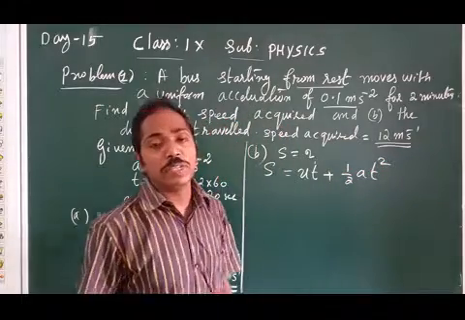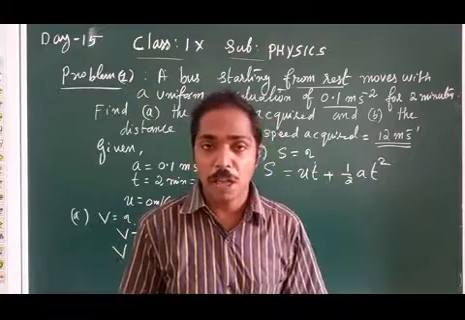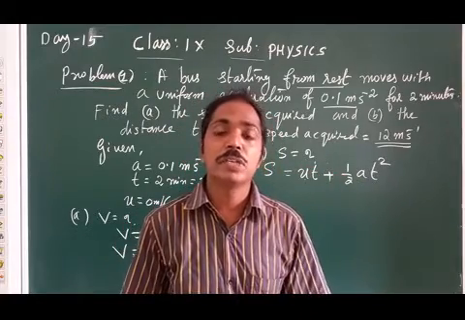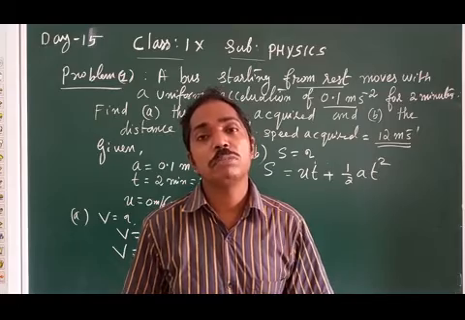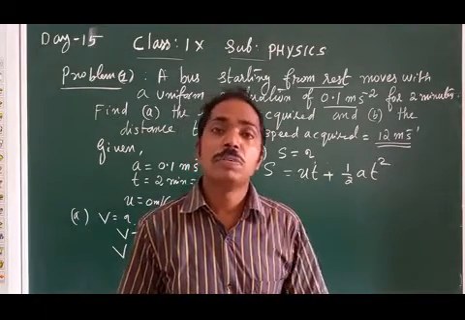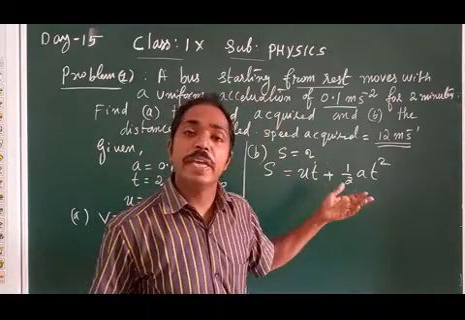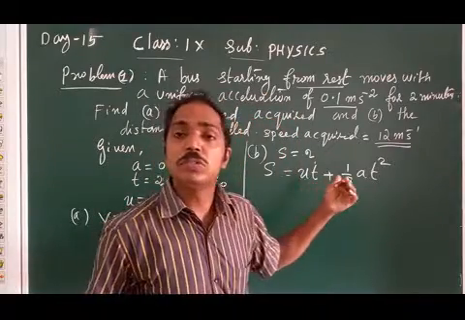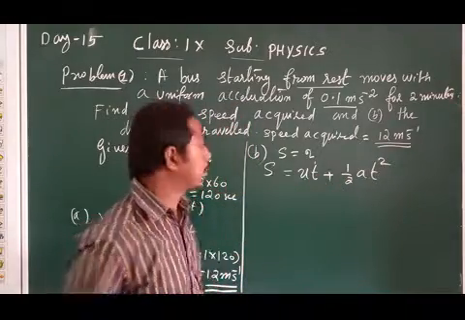We have two equations to find S: S equal to ut plus half a t square, otherwise we can use 2as equal to v square minus u square. Whichever equation you use, we will arrive at the same answer. So you can follow any one of these two. So S equal to ut plus half a t square.